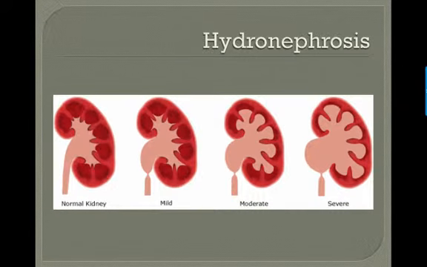Hydronephrosis is the dilation and distension of the pelvis and calyces. It's graded on a scale from 0, mild, moderate to severe. On mild, you have dilation of the renal pelvis. Moderate, you're starting to get some dilation and distension of the calyces. And in severe, you're starting to get complete blunting of the calyces themselves with encroachment into the pyramids and medulla.